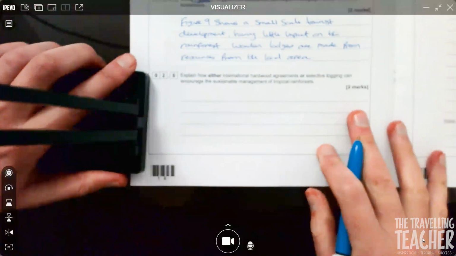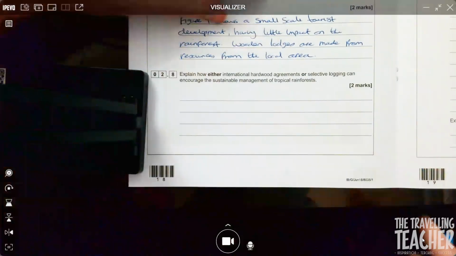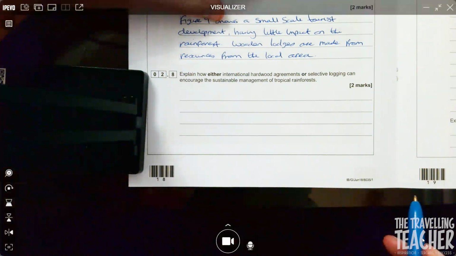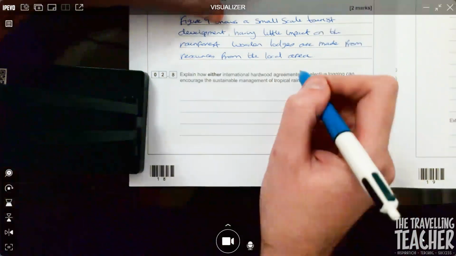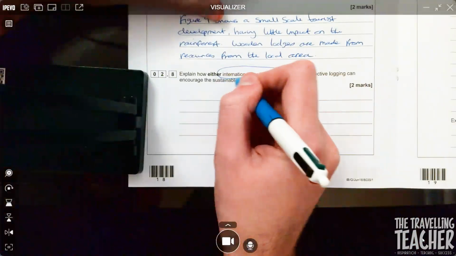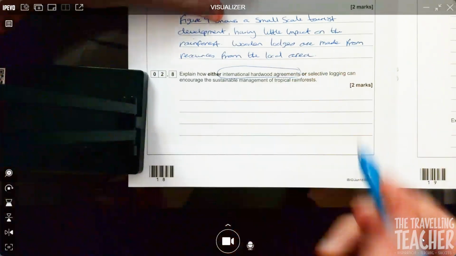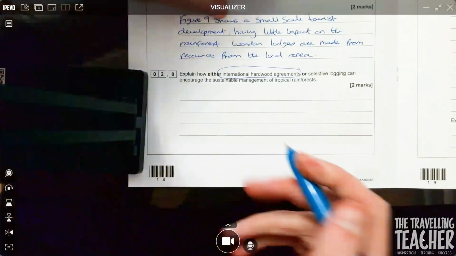Question 2.8. So explain how either international hardwood agreements or selective logging can encourage the sustainable management of tropical rainforests. So for this question, guys, we're going to refer to this one here, international hardwood agreements.